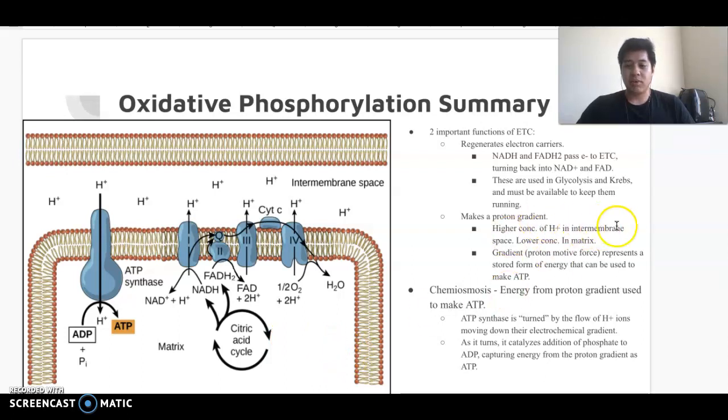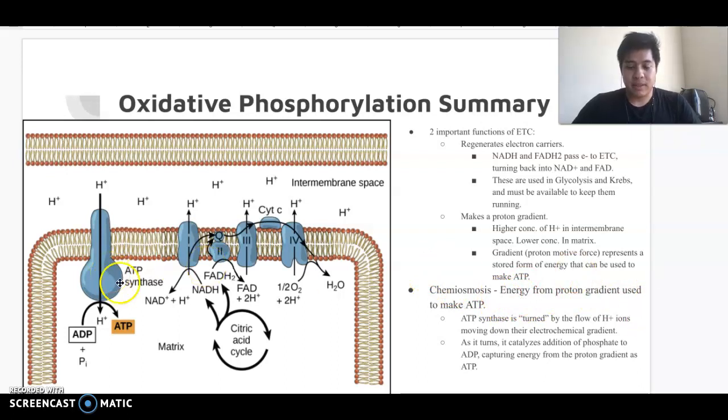And in terms of making a proton gradient, you'll notice there's a higher concentration of H+ ions in the intermembrane space, and a lower concentration of H+ in the matrix. This gradient, also known as a proton motive force, represents a stored form of energy that can be used to make ATP. And then going on to forming that ATP is known as chemiosmosis, also defined as the energy from a proton gradient used to make ATP.